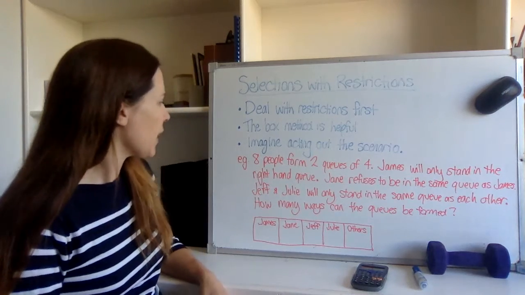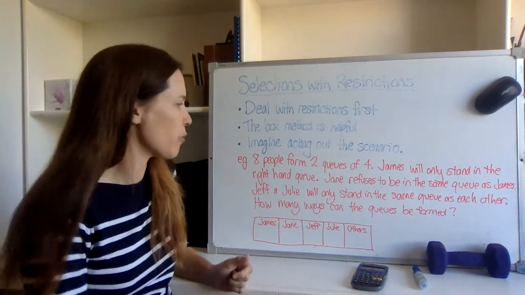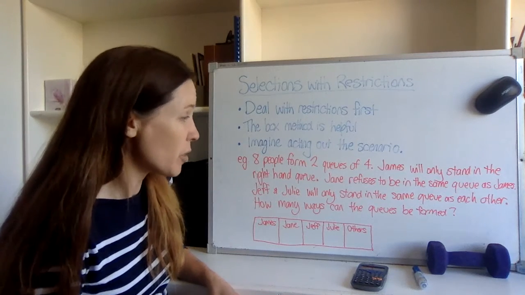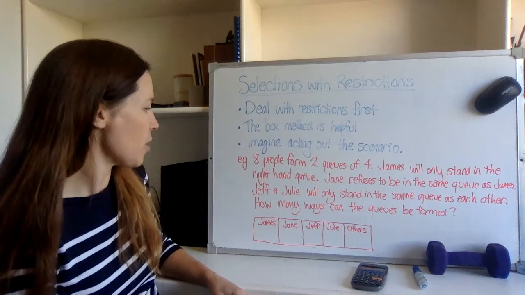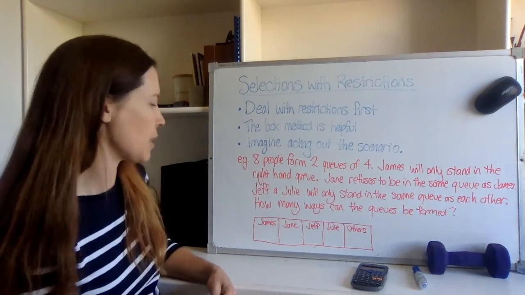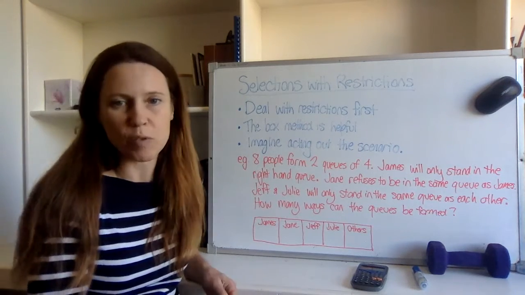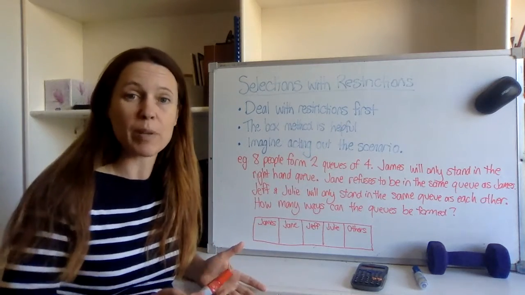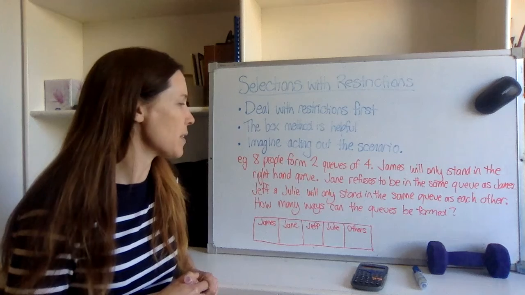So, an example here, 8 people form 2 queues of 4. James will only stand in the right-hand queue. Jane refuses to be in the same queue as James. Jeff and Julie will only stand in the same queue as each other. How many ways can the queues be formed? Now you'll notice that there's 4 people there that have been mentioned. There's 4 other people that presumably don't really care where they stand.